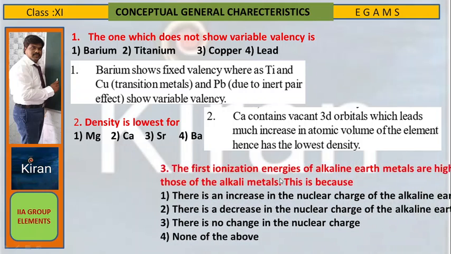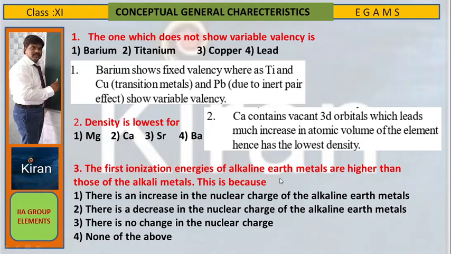Third question, the first ionization energies of alkaline earth metals are higher than those of alkali metals. This is because ionization potential energies of alkaline earth metals are high. Because in any period from left to right, atomic size decreases and ionization energy values increase. There is an increasing nuclear charge in alkaline earth metals. Third question, the right option is the first one.